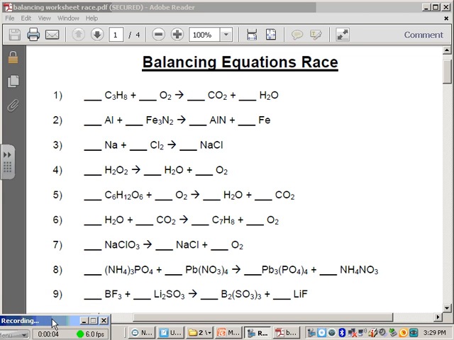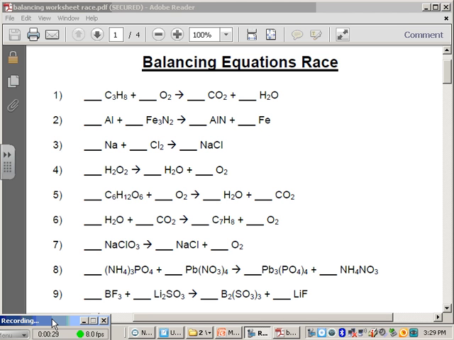Okay, guys, we're going to go ahead and practice balancing a few equations using the rules that we talked about in the notes. So just to refresh your memory, to balance equations, the goal is to get equal numbers of every single atom on both sides of the equation. If you have 5 carbons on the reactants, you need 5 carbons on the product side. The only way that we can do this is by altering the coefficients.